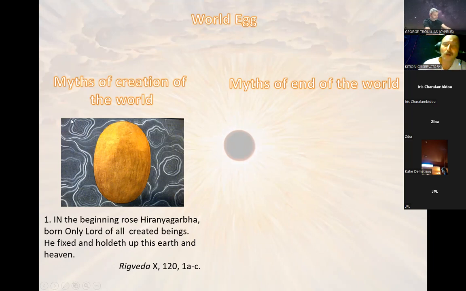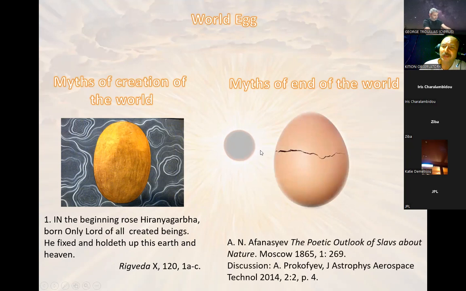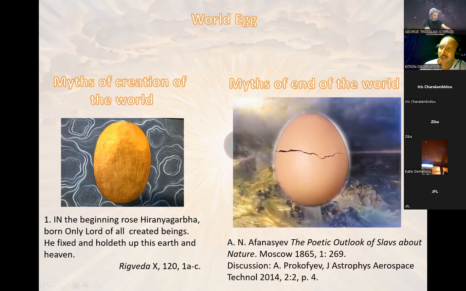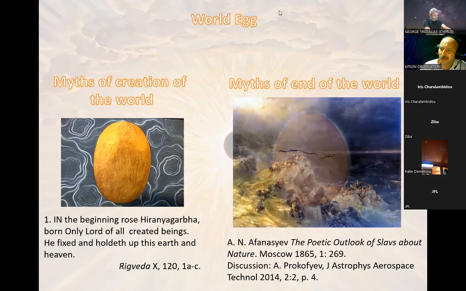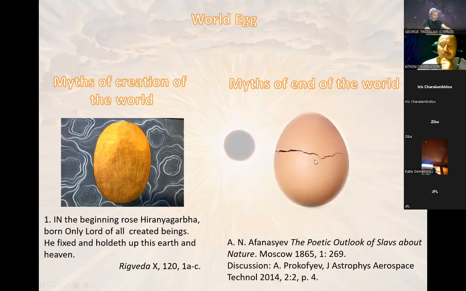So our world egg was in the beginning. And the myth of the end of the world is described, for example, in a Slovak legend. It was recorded by Afanasyev in The Poetic Outlook of the Slavs on Nature. And it is recorded like this. Well, let's begin. Let's read this myth from the beginning.